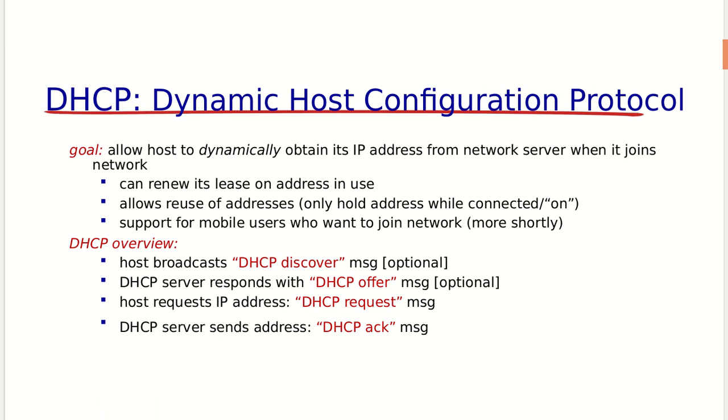So, a bit more detail regarding DHCP. What is the goal? The goal is to allow the host to dynamically obtain its IP address from the network server when it joins the network. When we say the host dynamically obtains its IP address, we mean that particular interface on the host that is connected to the network. A host can have multiple interfaces. It can have Wi-Fi, Ethernet, and Bluetooth as well. So depending on the interface that is connecting to the network and the availability of a DHCP server on that network, that interface is going to automatically get an IP address.